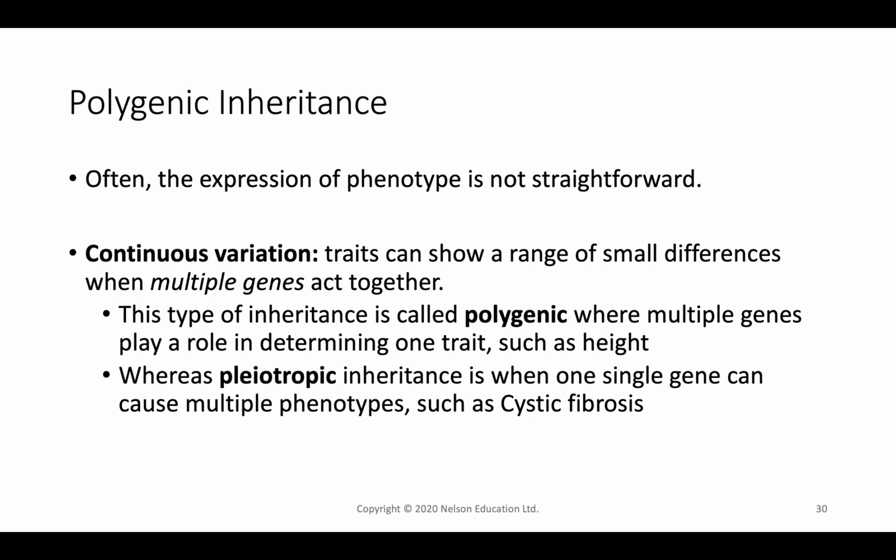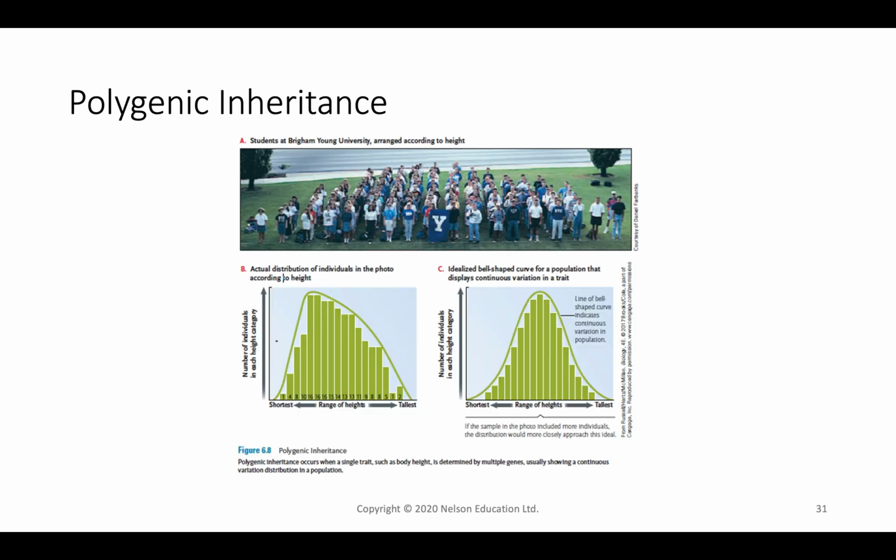And we also can have what's called pleiotropic inheritance, where a single gene can cause multiple different phenotypes. So different changes in the particular gene that causes cystic fibrosis, again, that's called pleiotropic inheritance. All right, so here's polygenic inheritance. Polygenic inheritance is when we're looking at, for example, the height of individuals.